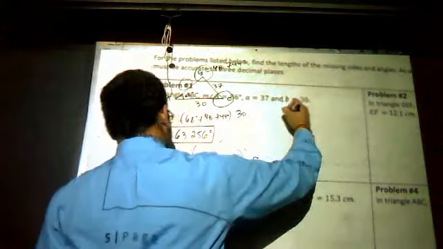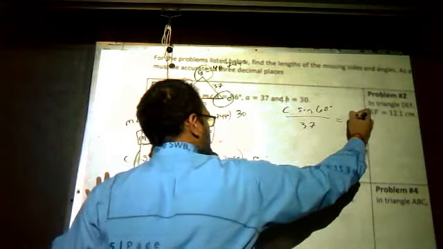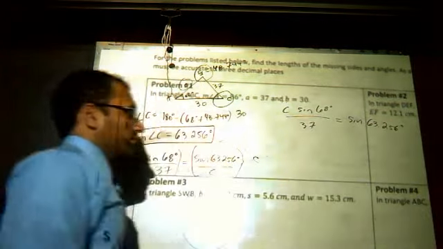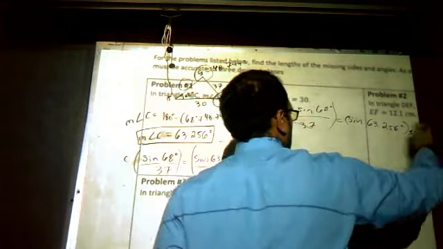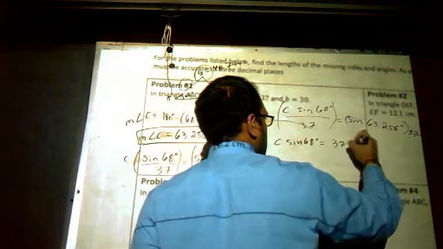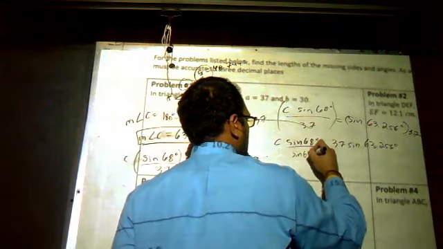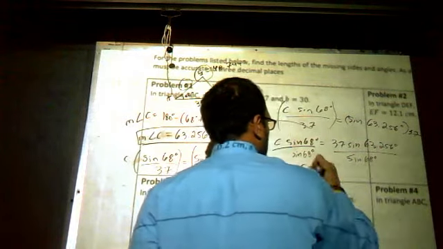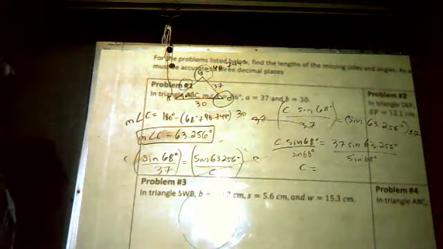So we got C times the sine of 68 degrees divided by 37 is going to be equal to the sine of 63.256 degrees. How do you solve? You multiply by 37 on both sides. And after you do that, you're going to have C times the sine of 68 degrees is equal to 37 times the sine of 63.256 degrees, divided by the sine of 68 degrees. C is going to be equal to 37 times the sine of 63.256 divided by the sine of 68 degrees.